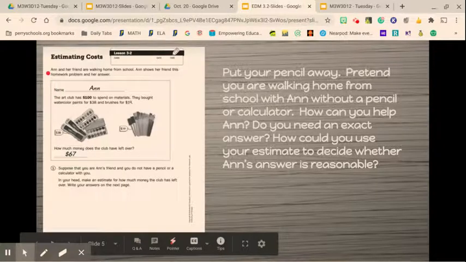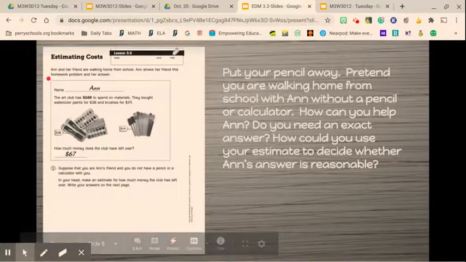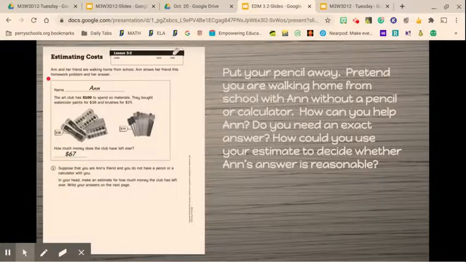So right here, Anne and her friend are walking home from school. Anne shows her friend this homework. So this is her homework, this box. The art club has $100 to spend on materials. They bought watercolor paints for $38 and brushes for $19. So there's a picture of the water paint and the brushes. How much money does the club have left over? So her answer was $67.